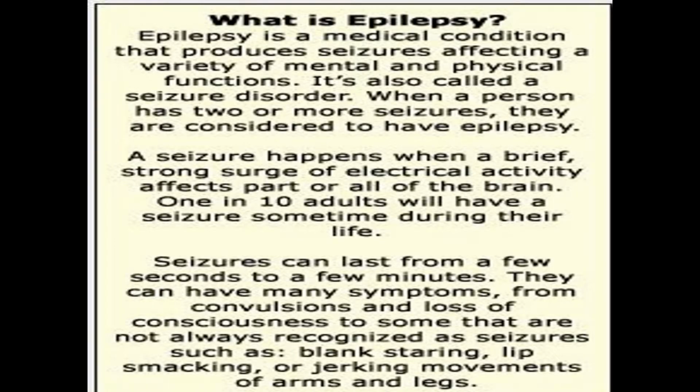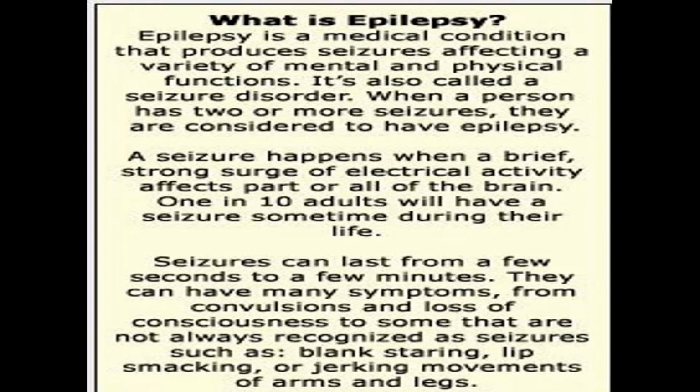If you're confused about what epilepsy is, it is a medical condition that produces seizures affecting a variety of mental and physical functions. It's also called a seizure disorder. When a person has 2 or more seizures, they are considered to have epilepsy. A seizure happens when a brief, strong surge of electrical activity affects part or all of the brain. 1 in 10 adults will have a seizure sometime during their life. Seizures can last from a few seconds to a few minutes.